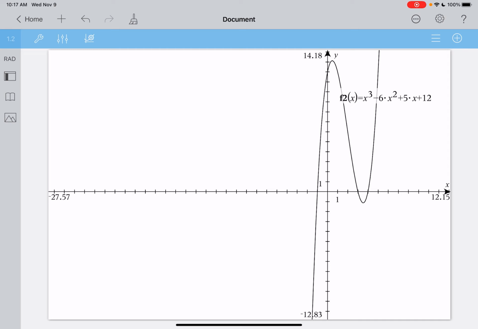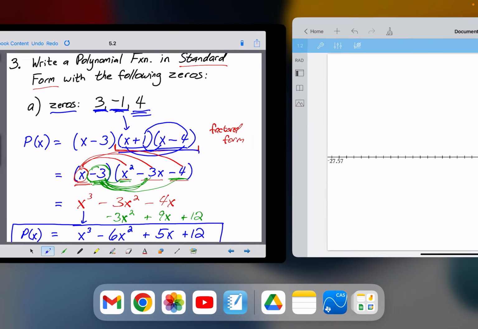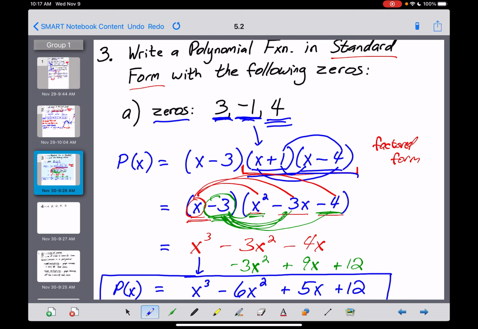And so if you take a look at where this function, that curve, crosses the x-axis, it looks like it crosses the x-axis once at negative 1. That'd be the point furthest to the left. Then if you move to the right, it crosses at 3, and it crosses at 4 as well. So I feel pretty confident then about what that graph looks like. Okay, so that was 3A.